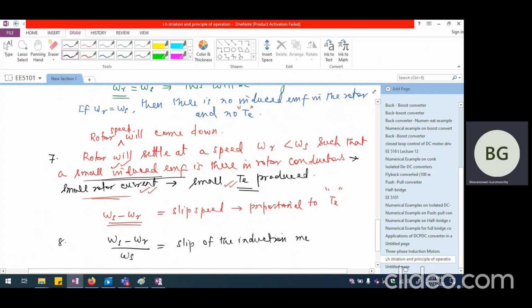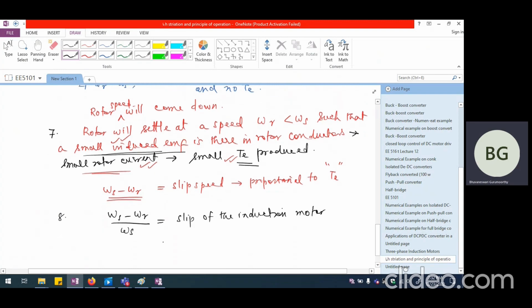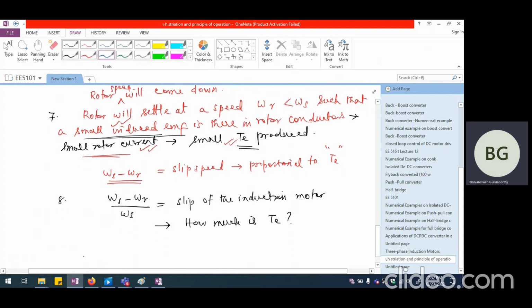So this is the slip of the induction motor, and this slip plays a vital role in deciding how much torque is produced. If we have a higher slip, we will have higher induced EMF, higher rotor current, and so higher electromagnetic torque. So as the slip increases, generally you're going to have a larger amount of electromagnetic torque.